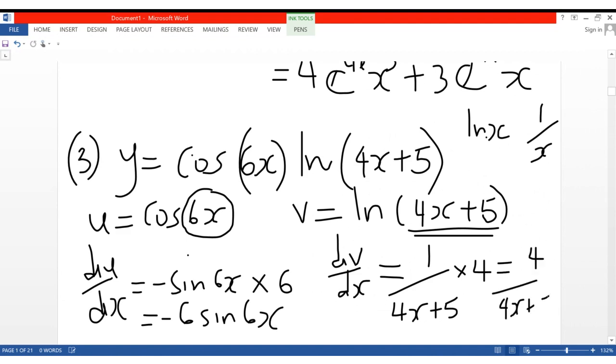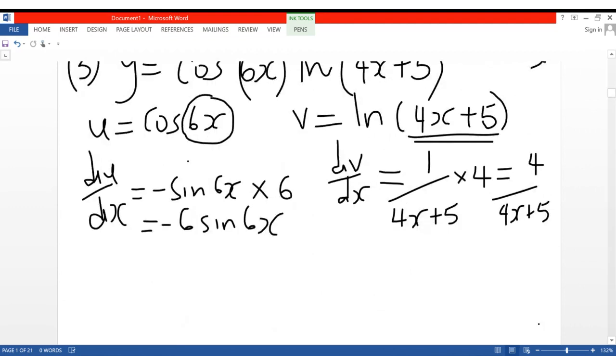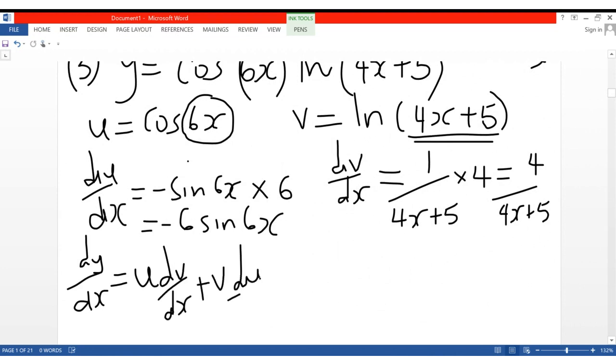So just look at the table. For ln, everything goes to the denominator, but don't forget to come inside the function when you differentiate and multiply with that. So now I have everything that I need, and I just apply the product rule. So dy all over dx will be given by u dv over dx, plus v du over dx. The formula is very easy to remember.